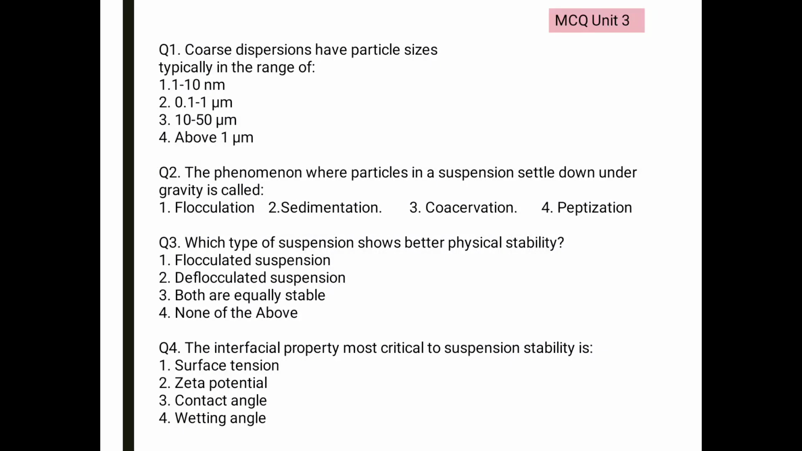Next, turn to the third unit questions. First, discuss the question: what is colloidal dispersion? Dispersion has three types: colloidal, coarse, and fine dispersion. Second question: colloidal dispersion has a particle size range of typically 1 to 10 nanometers.